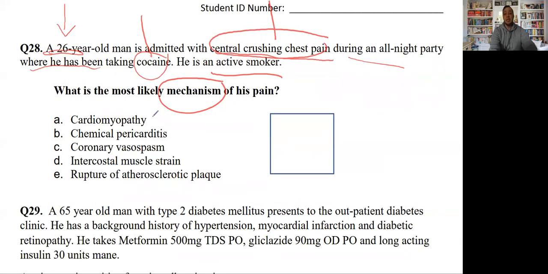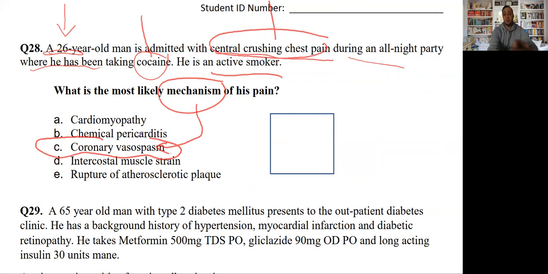Is it cardiomyopathy, the effect of cocaine on the heart causing cardiomyopathy, or chemical pericarditis, or coronary vasospasm, or intercostal muscle strain, or rupture of atherosclerotic plaques? The most likely mechanism is coronary vasospasm. The other syndrome characterized by coronary vasospasm is called Prinzmetal angina or variant angina.